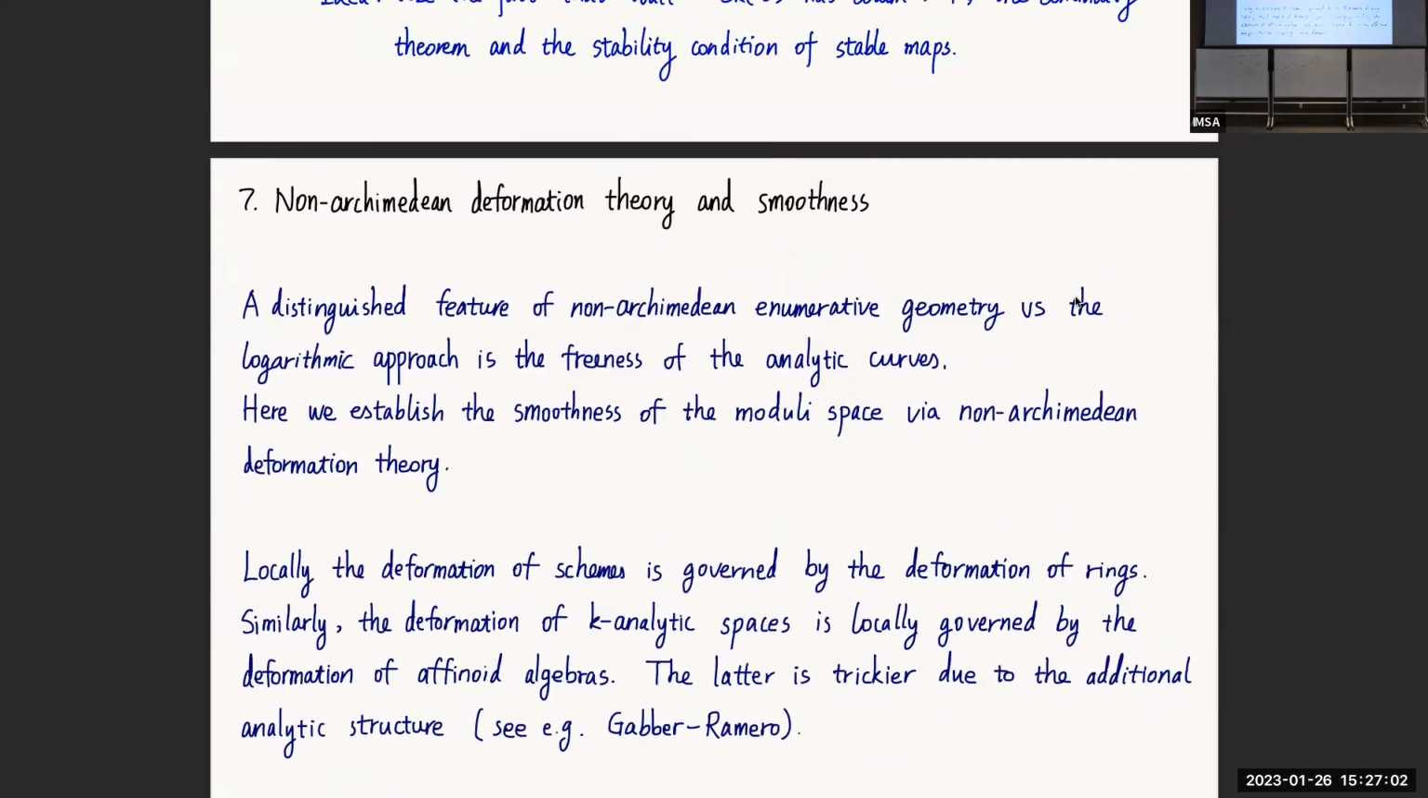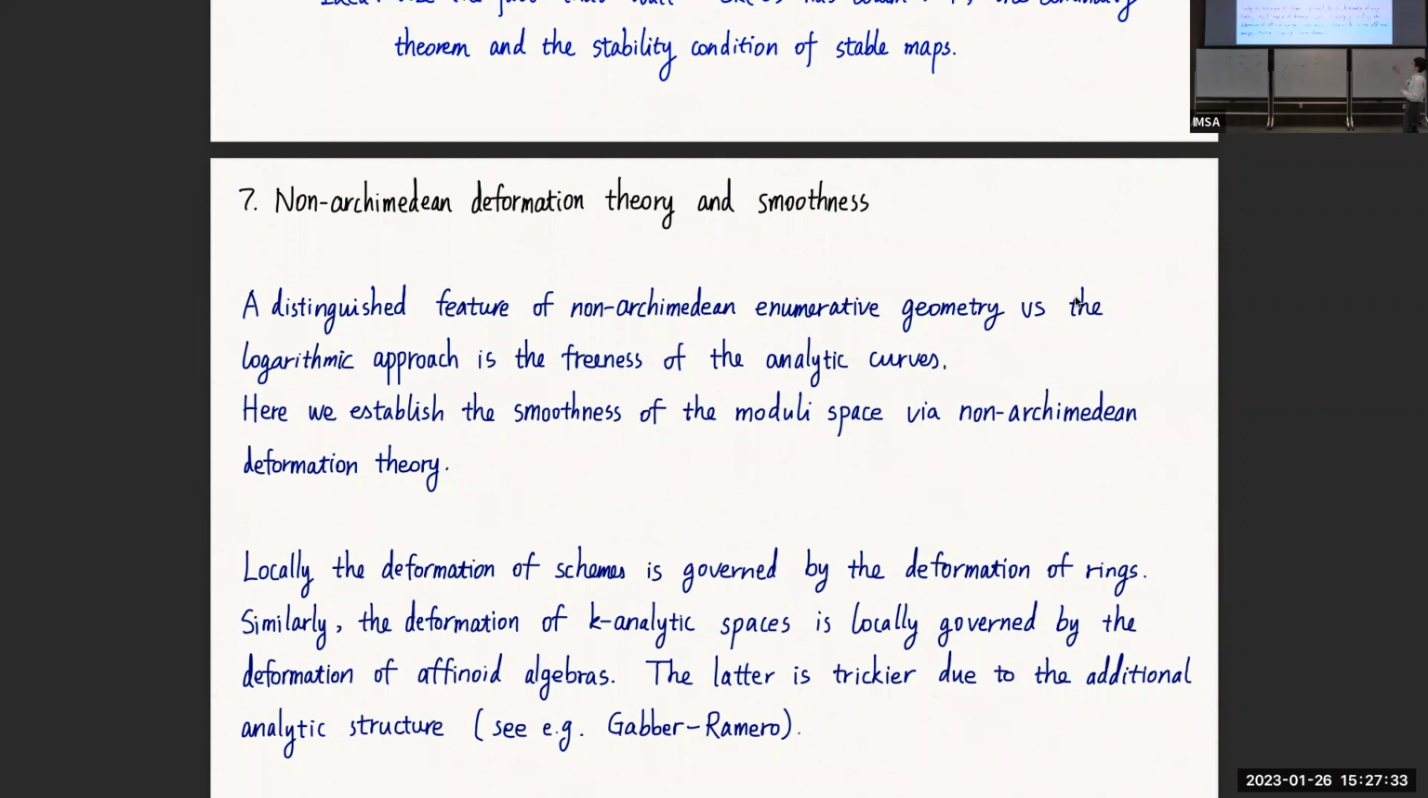A distinguished feature of non-Archimedean enumerative geometry versus the logarithmic approach is the freeness of the analytic curves. Because in the log approach, when you degenerate, there's no more smoothness one can expect. So here we establish the smoothness of the moduli space via non-Archimedean deformation theory.